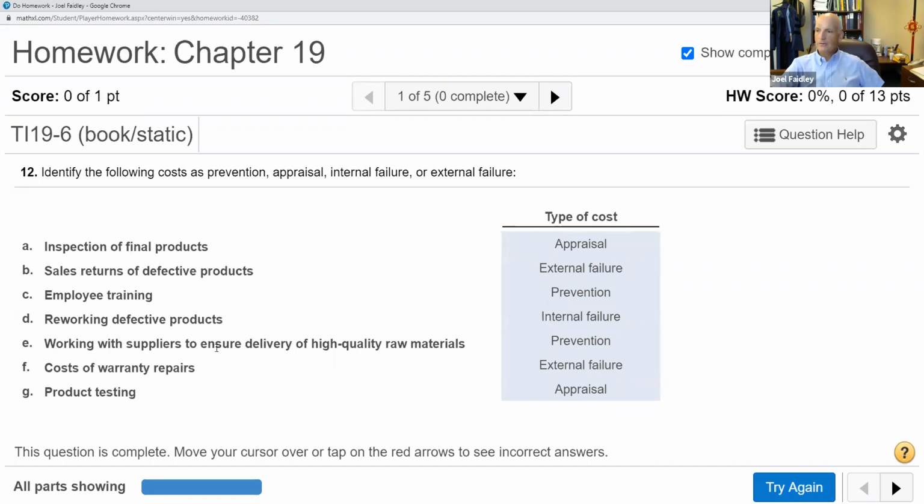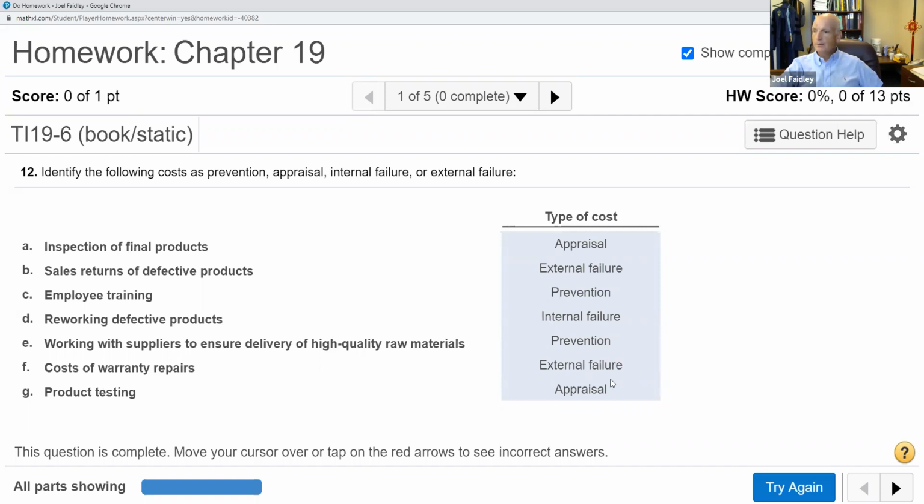Working with suppliers to ensure delivery of high quality raw materials, prevention. Of course, there's some inspection associated with that as well. Inspection being appraisal once it comes to your docks. We always make sure we check a certain alloy of lead every day that came into our docks.